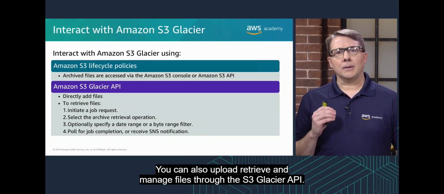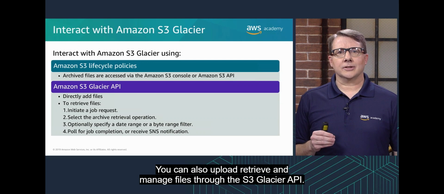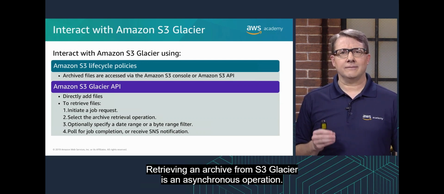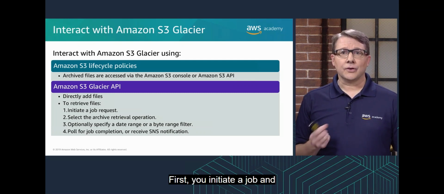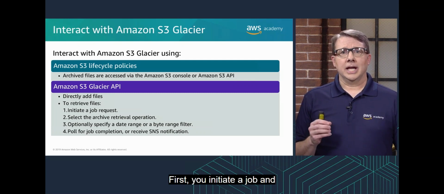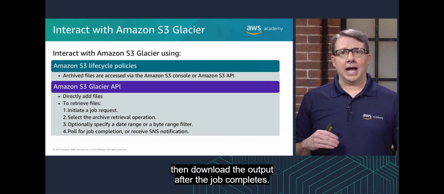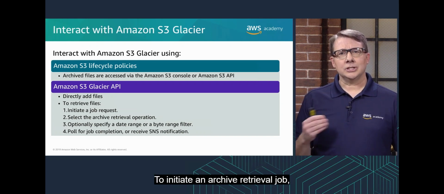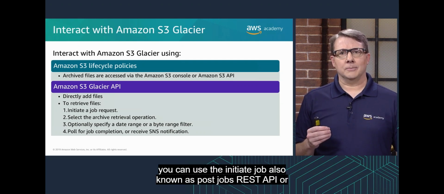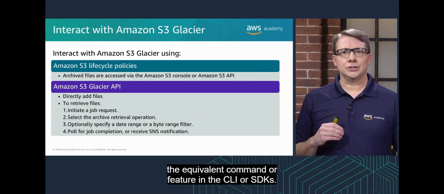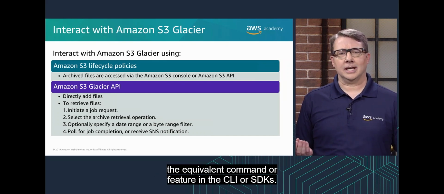You can also upload, retrieve, and manage files through the S3 Glacier API. Retrieving an archive from S3 Glacier is an asynchronous operation. First, you initiate a job, and then download the output after the job completes. To initiate an archive retrieval job, you can use the Initiate Job, also known as Post Jobs, REST API, or the equivalent command or feature in the CLI or SDKs.